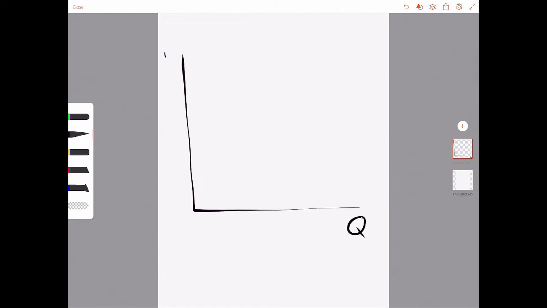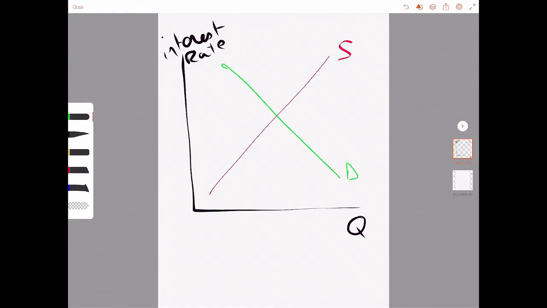Once again, we start with the familiar setup of quantity along the horizontal axis, our price along the vertical axis, but of course our price is the interest rate. Here's our supply curve, and here's our demand curve. We look to find where those two lines intersect, and that gives us the equilibrium interest rate. We'll call that IR and put a little star there. And this is just the equilibrium quantity of loanable funds.